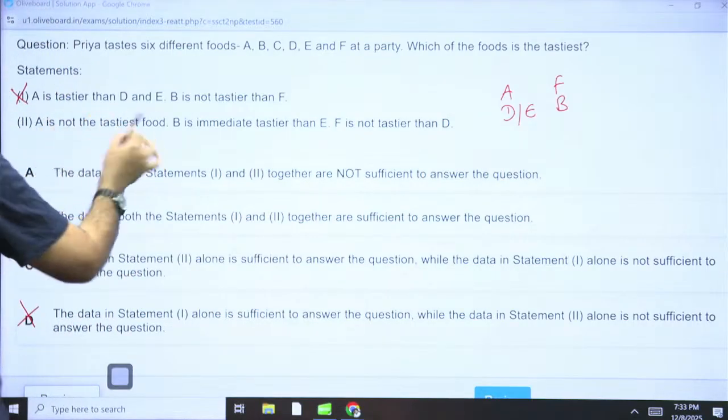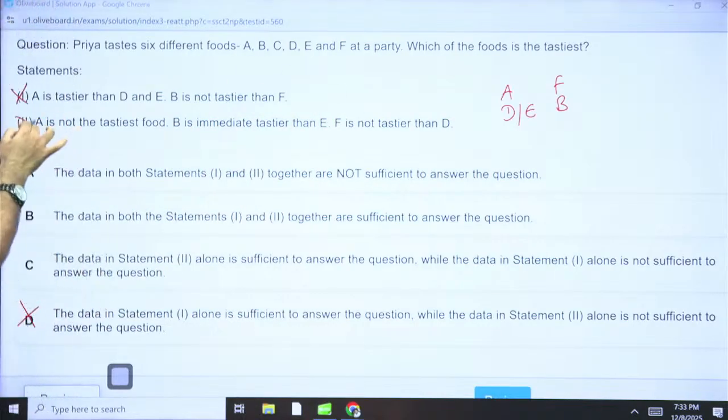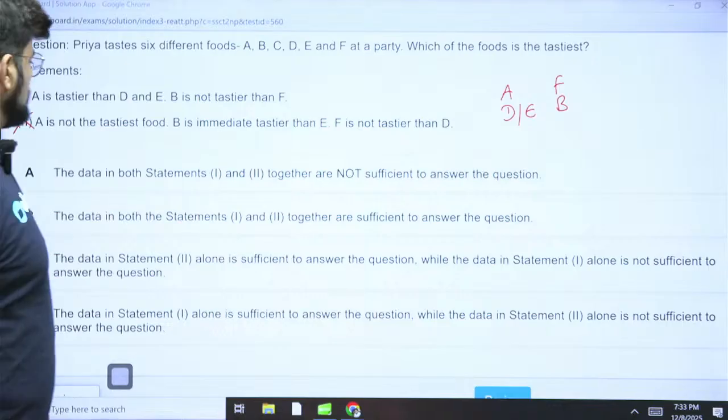Quickly check for 2 alone. A is not the tastiest. Okay. B is immediately tastier than E and F is not tastier than D. This is also not saying anything about C. This you can now reject just by reading. Now for both of them you will have to combine.